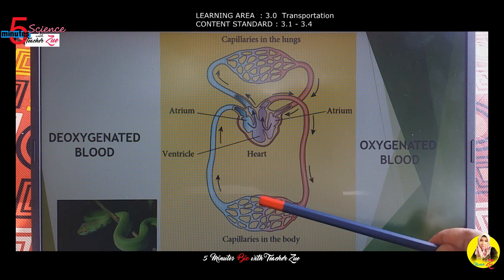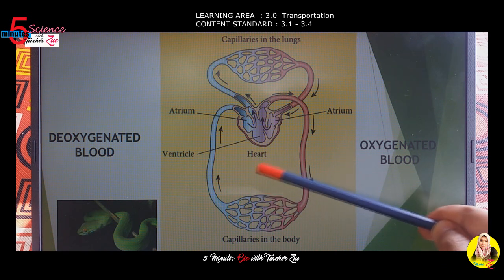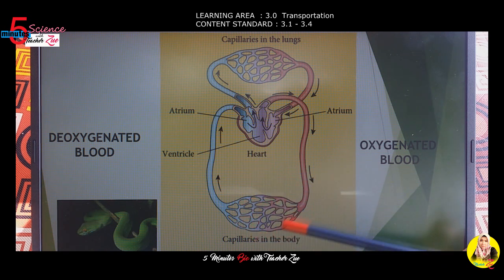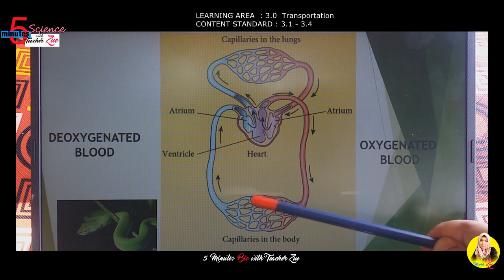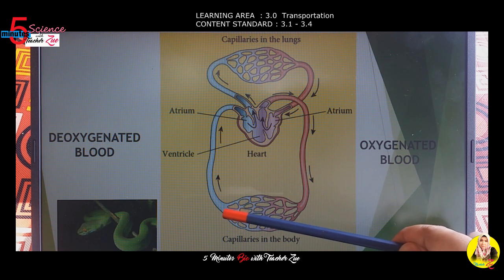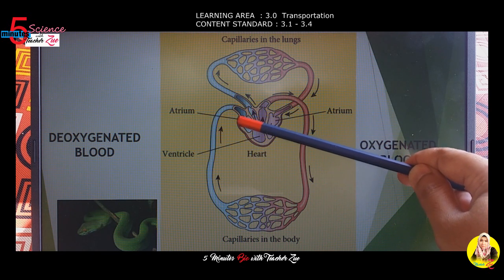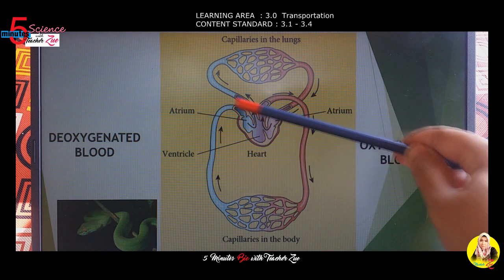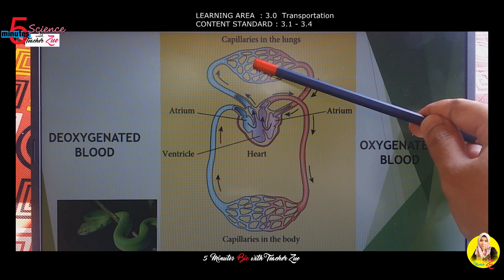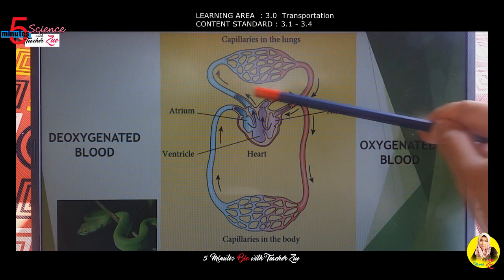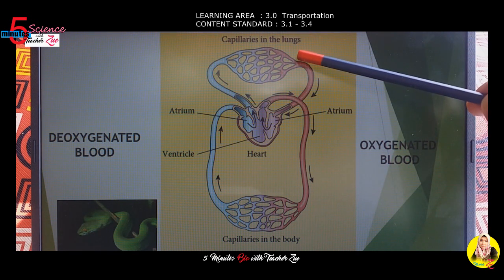Again, oxygen will diffuse into the cell, and carbon dioxide will replace the oxygen in the capillaries in the body. Next, the deoxygenated blood will flow back into the right atrium, then into the ventricle, and back to the capillaries and breathe out from the capillaries in the lungs.